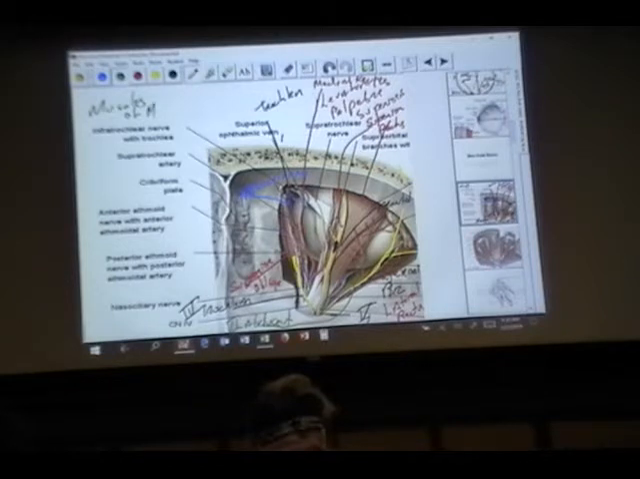Mueller also did a lot of anatomy. I don't know if I spelled it right. My spelling is worse.